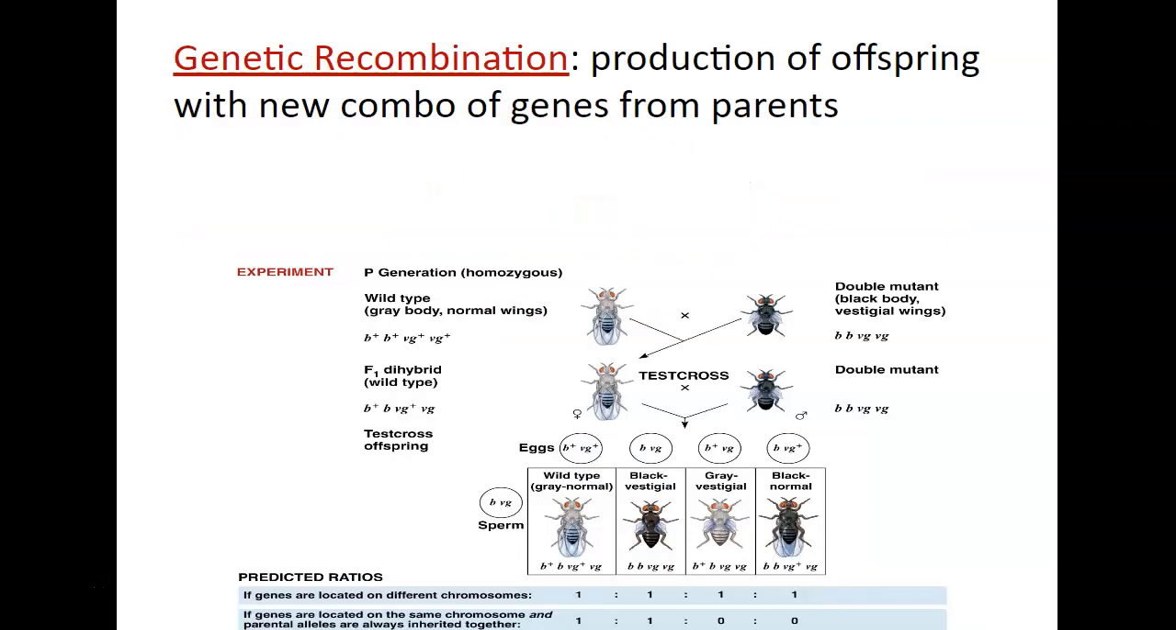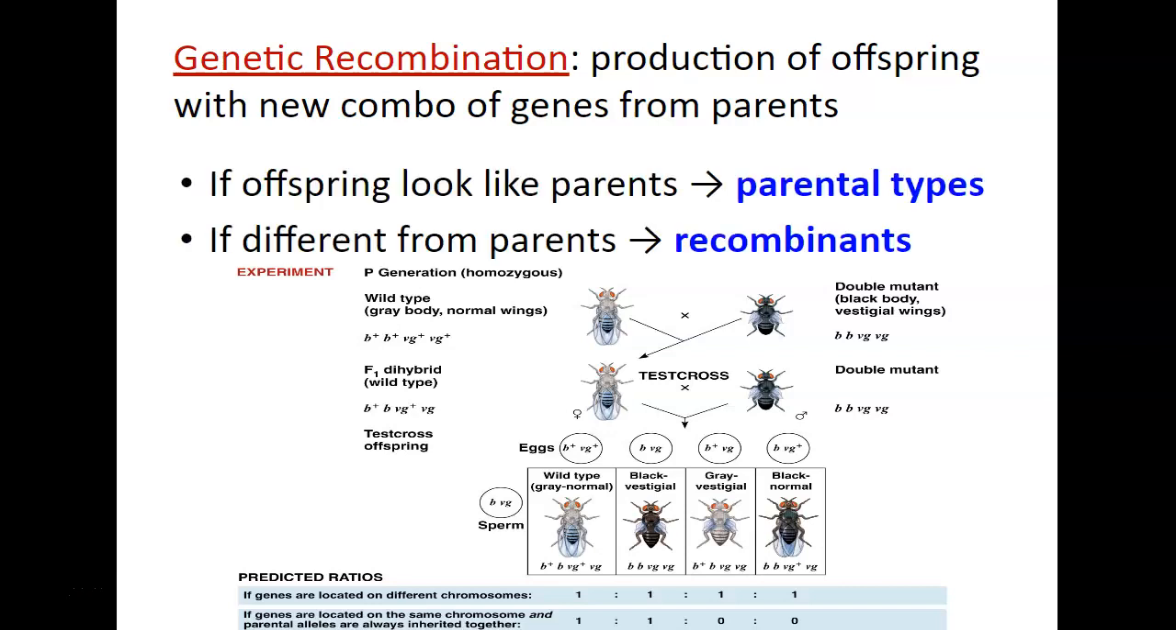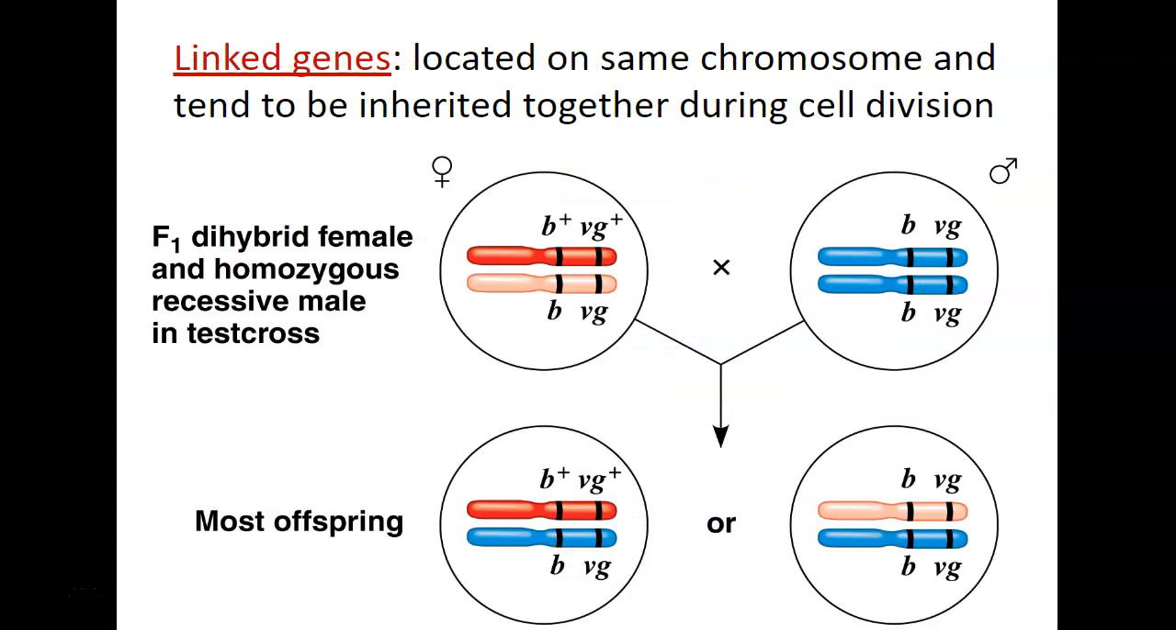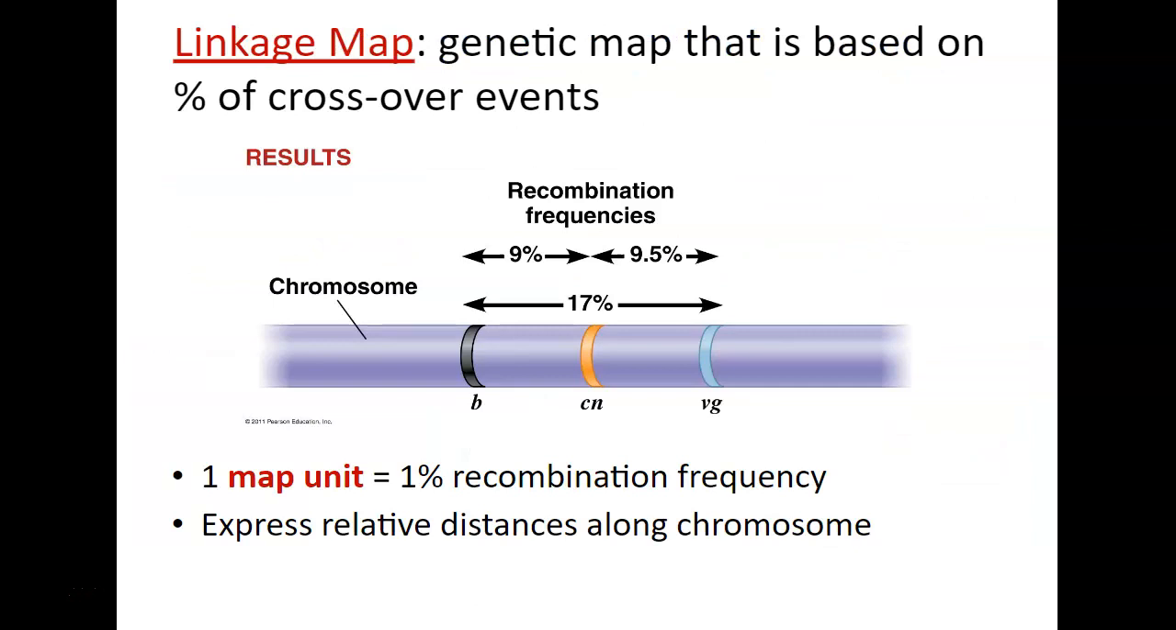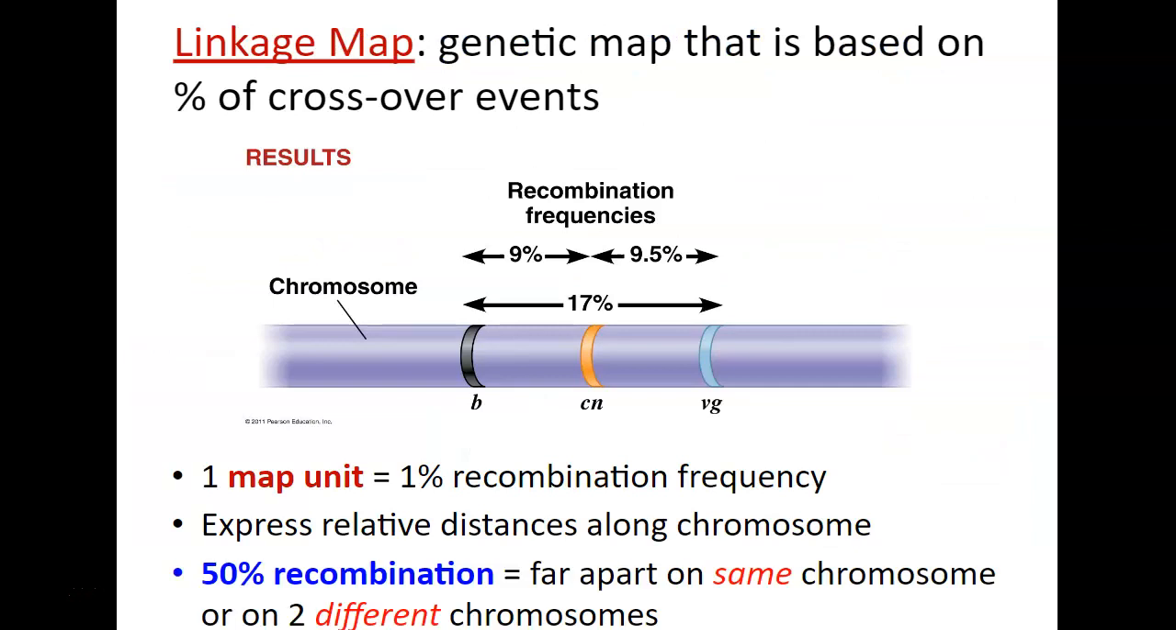These last couple of slides are the same exact slides from earlier. I just forgot to delete them, I guess. They rehash the idea of genetic recombination and what that means, whether offspring look like their parent, what a linked gene is, and how you actually generate a linkage map. We already covered that, so I'm going to skip it here.